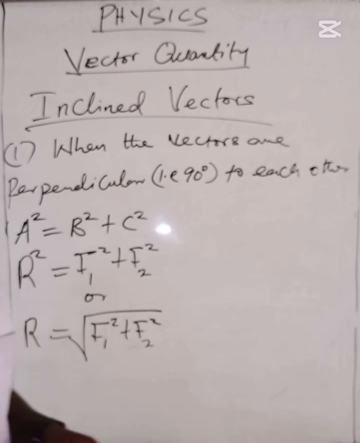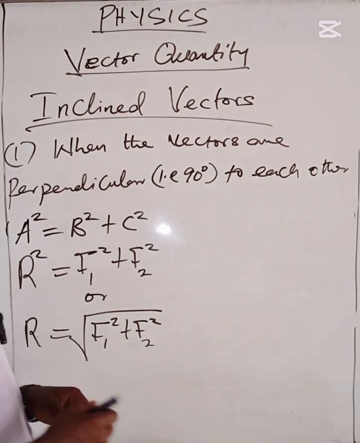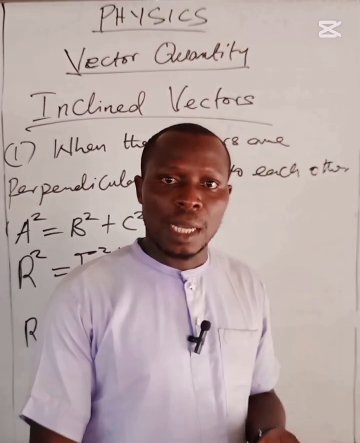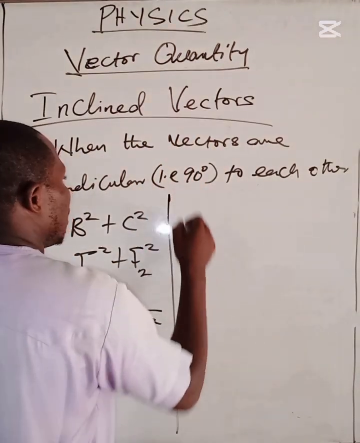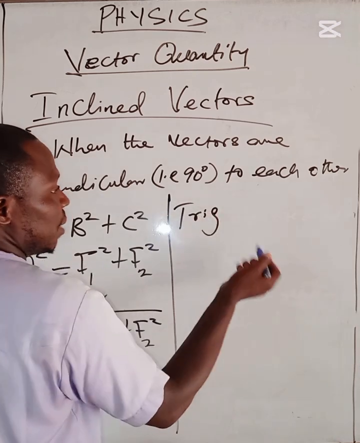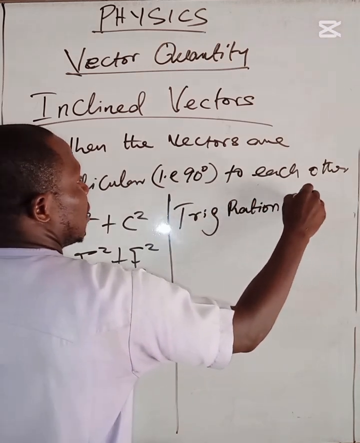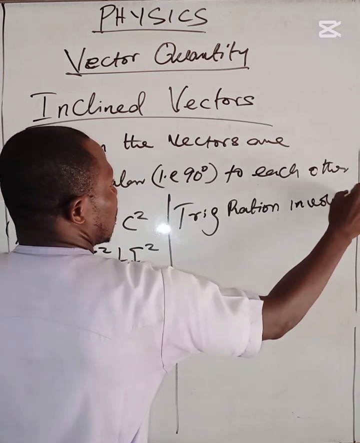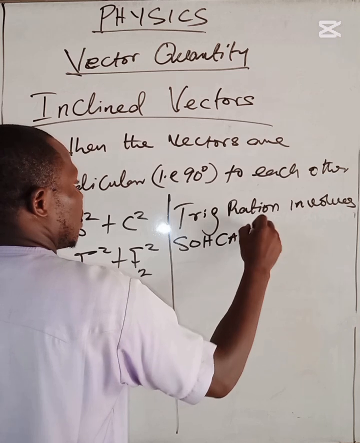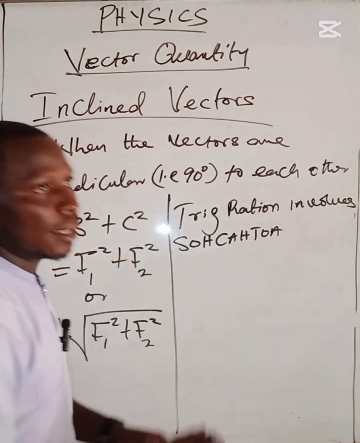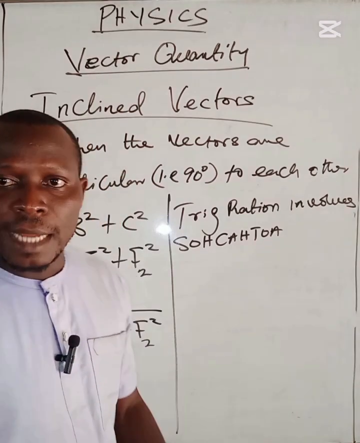These and these are just the same thing. Then you can use trig ratio. In trigonometric ratio, you involve SOHCAHTOA to find the direction of the vector. All right? So you can use sine, cos, or tan to find direction.